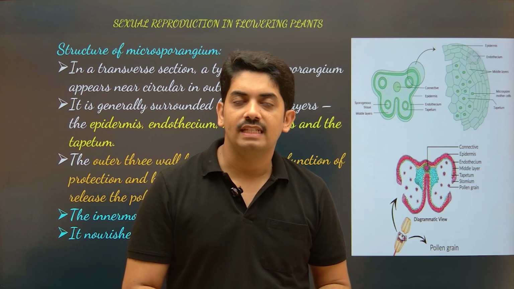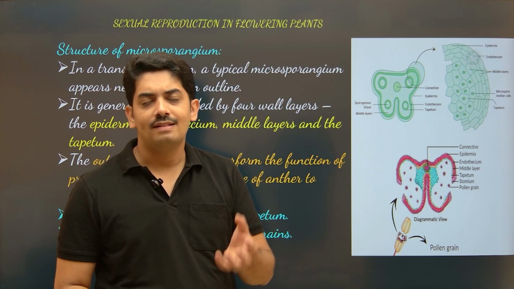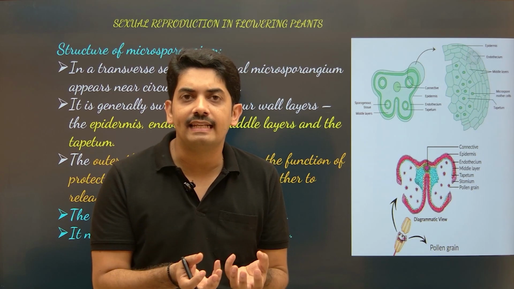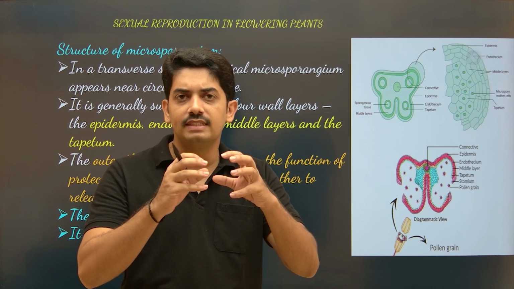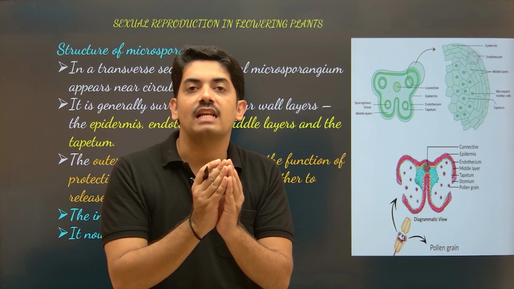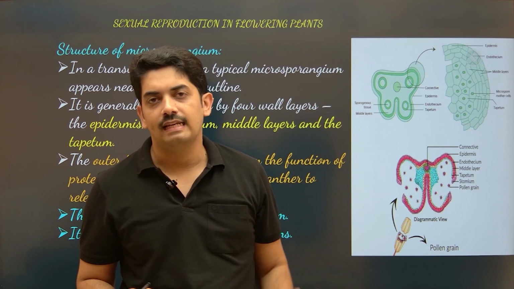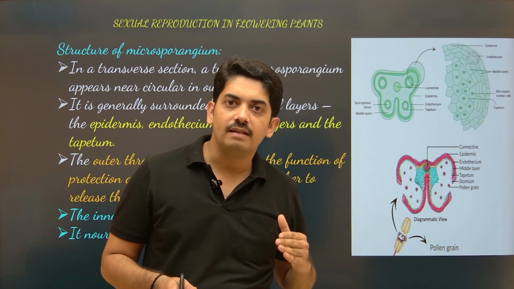Epidermis, endothecium and middle layer mainly are involved in dehiscence. Once the anther is completely dehydrated, pollen grains are fully formed and mature, these three layers absorb water from the atmosphere and they rupture and pollen grains are released. So that is the function of the three layers, epidermis, endothecium and middle layer.